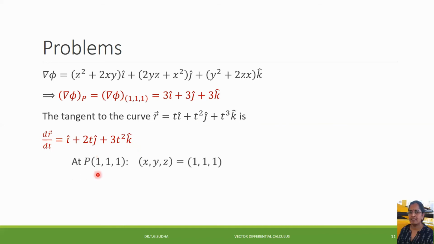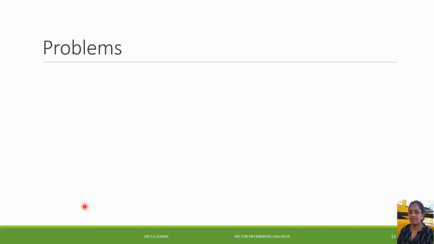Now at P, that is (1, 1, 1), x is equal to 1, y is equal to 1 and z is equal to 1. Therefore, we get x is equal to 1, y is equal to 1, z is equal to 1, which implies t is equal to 1. Why t is equal to 1? Here x value is t, y value is t square and z value is t cube. So t is 1, t square is 1, t cube is 1. It implies t is equal to 1.